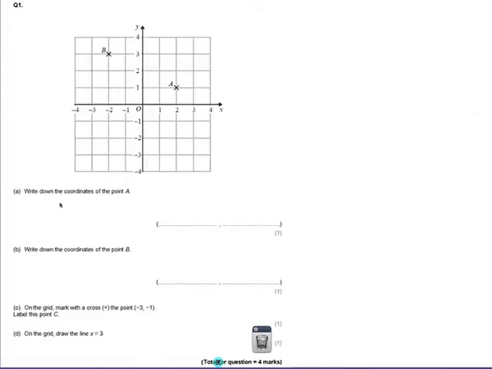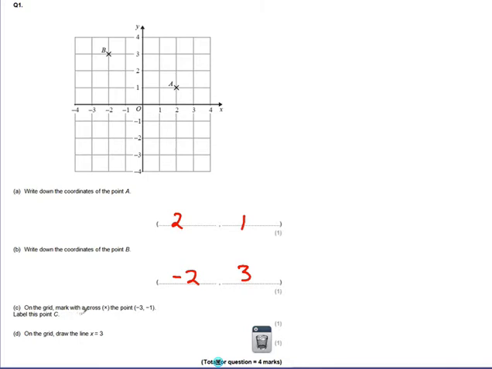Right, question one. Write down the coordinates of A. This would just be 2, 1. So write 2, 1. Write down the coordinate of B, minus 2, 3.